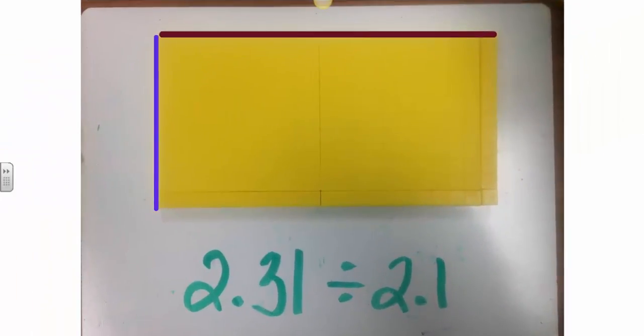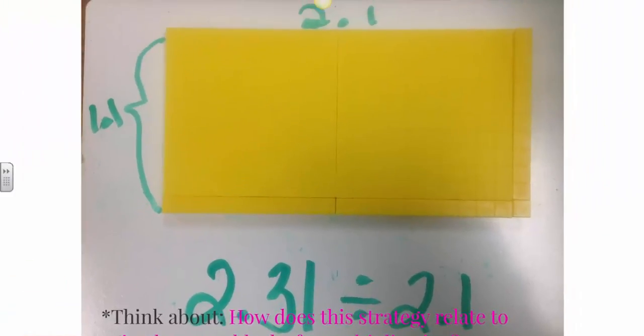Taking a closer look at the width, it is composed of 1 whole and 1/10. The width of the rectangle is 1 and 1/10. Therefore, 2 and 31/100 divided by 2 and 1/10 is 1 and 1/10. Think about this. How does this strategy relate to using base 10 blocks for multiplication?